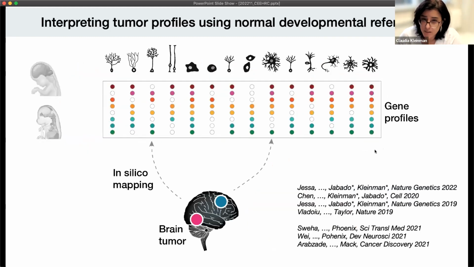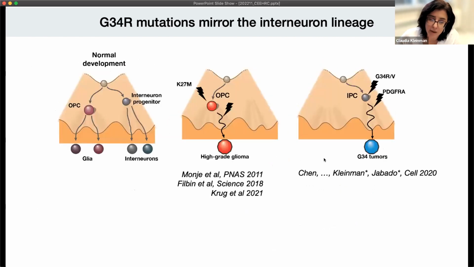So the strategy, as you heard from Selin, lately in the lab is to try to understand in quite some detail, and at high resolution, preferably at the single cell level, the normal development of the brain lineages, and then use this reference as a blueprint to interpret our tumor profiles. A couple of years ago, and I will not spend so much time on this because it has been published, we reported the results for the G34 tumors.